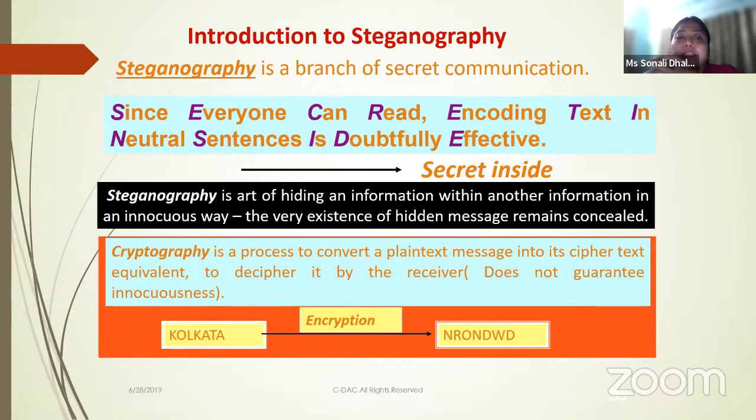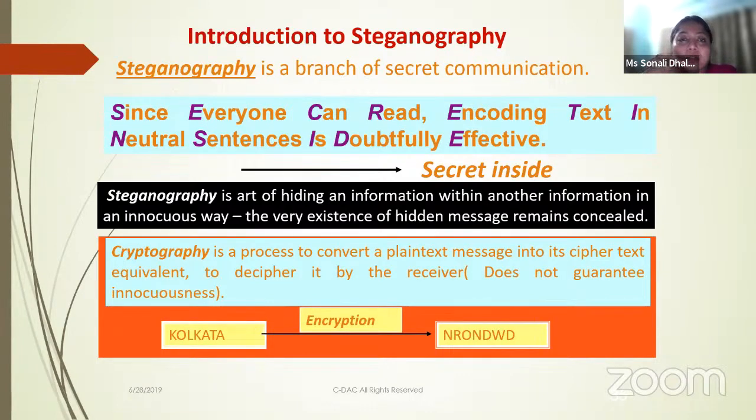Now, cryptography is a process to convert the plain text message into ciphered text, which is deciphered by the receiver. Say Kolkata is a message. If we shift each letter of Kolkata, it gives NRONDWD, but it may arouse suspicion. Say there is a sentence, Kolkata is the city of joy. Instead of that, if it is written like NRONDWD is city of joy, naturally some suspicion arises.